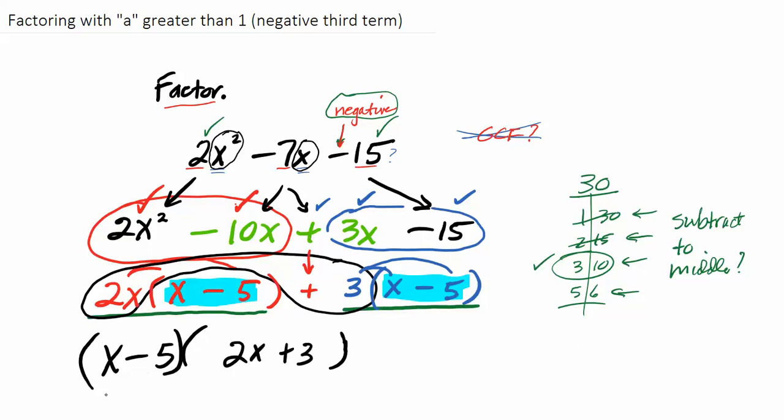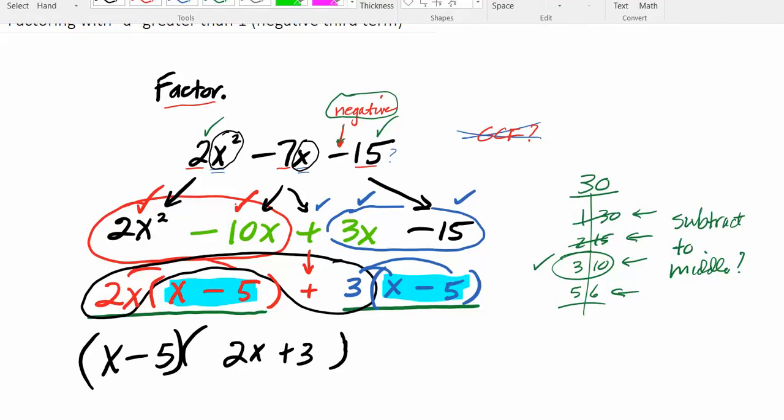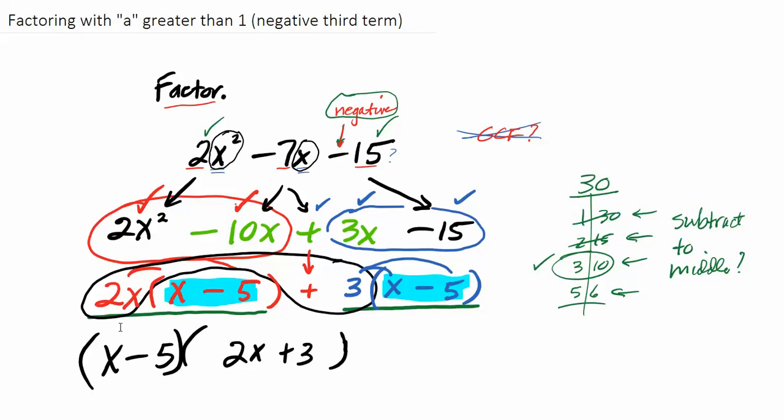And that's it. Now, let's double check and make sure that it multiplies to that. Okay, so x times 2x is 2x squared. x times 3 is 3x. Negative 5 times 2x is negative 10x. And negative 5 times 3 is negative 15. And again, let me try to squeeze it in here: 2x squared minus 7x minus 15. And that indeed does give us the correct thing.